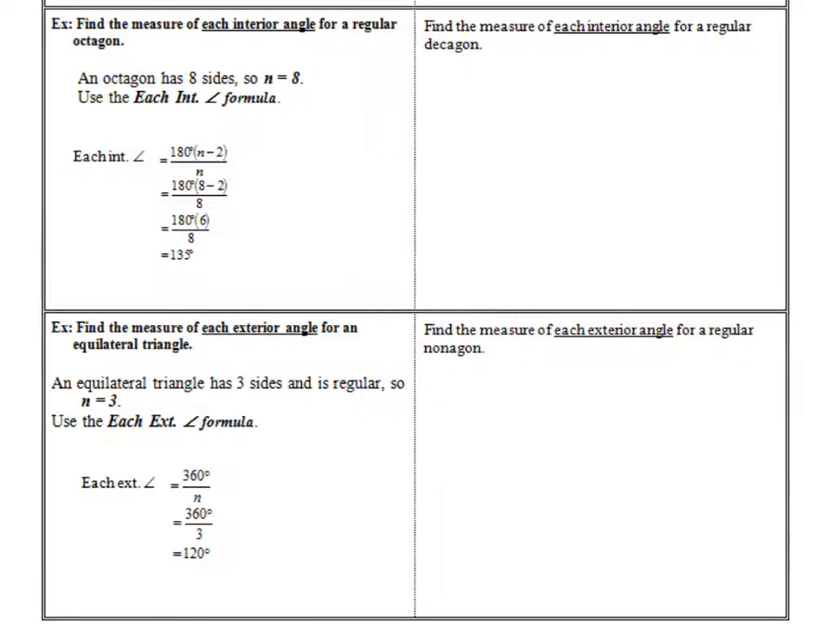For this third example, it says find the measure of each exterior angle. And so we're going to use our each exterior angle formula, which is just this. And because it's a triangle, we know that n equals 3. And so therefore, I can just plug in 3 for n.